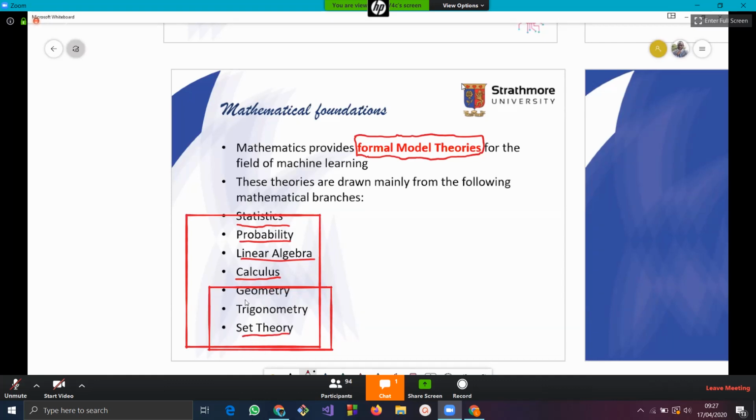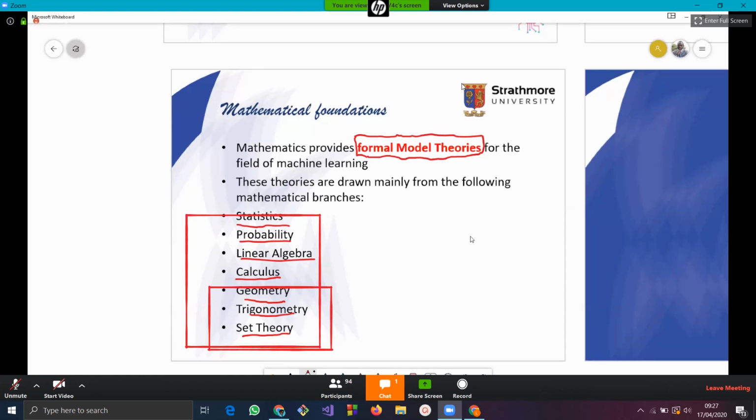Why do we need all this? For example, geometry, why is it falling here? If you want to do computer vision, there are a lot of shapes and objects, etc. That's where geometry comes in, and also trigonometry. So I'll be telling you why we are reviewing all that we are reviewing.